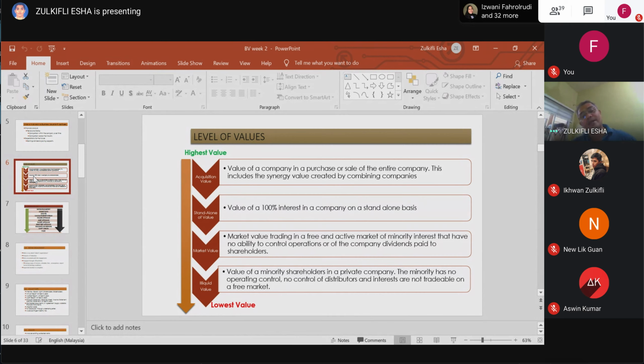So the bottom one is illiquid value. It is the value of minority shareholders in a private company. The minority has no operating control, no control of distributions, and the interests are not tradable on a free market. So during your accounting and financial management subjects, we taught you about different types of business entities, different types of companies. So by right, you should be able to recall what a private company is and what a public company is, because you may need to recall that information when you are doing business valuation. But sometimes you may not know what type of company you are going to value.